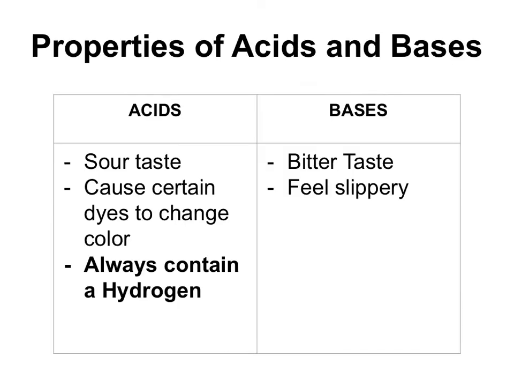First, some properties. Acids tend to taste sour. They cause certain dyes to change color, so you could do some sort of pH test on them. And acids, this is the key thing, always contain a hydrogen, specifically a hydrogen that can be ionized. So it's not a hydrogen in the middle of an equation, it's a hydrogen on either side that can be taken off. Bases have a bitter taste, they feel slippery, and some bases have a hydroxide ion in them.